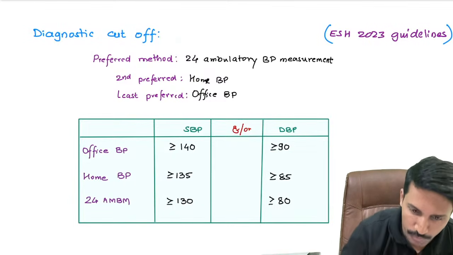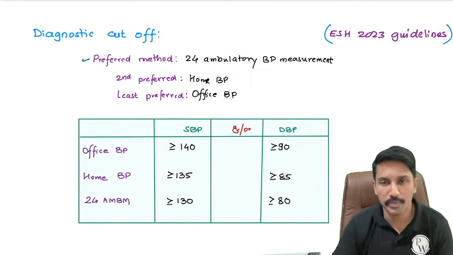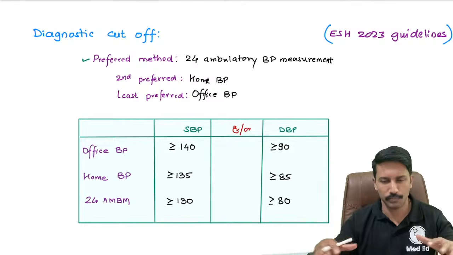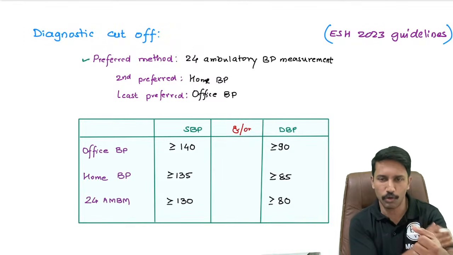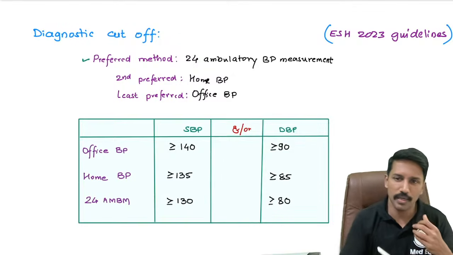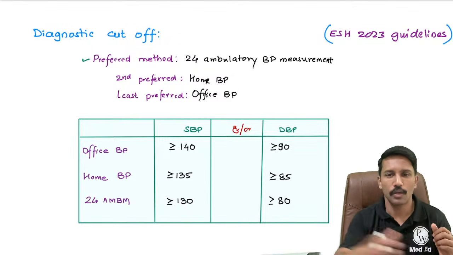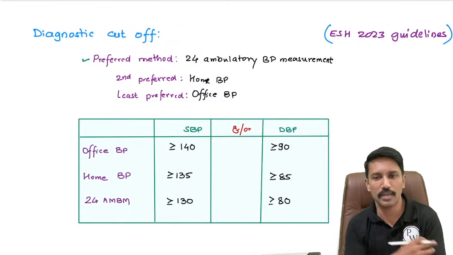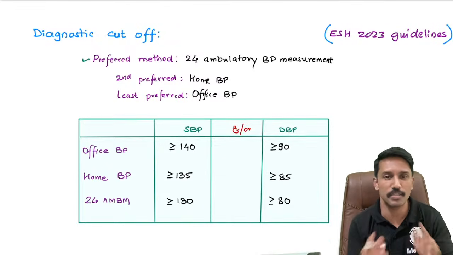So first point I want you to mention is what is the preferred method. Preferred method is 24-hour ambulatory BP measurement. Ambulatory means moving around. Patient wears a badge or a device for recording the BP and he does his routine activities for 24 hours. He eats, sleeps, fights with his wife, goes for a walk, goes to the gym, whatever he does routinely, he does. 24 hours later, we remove the device and measure the average BP.